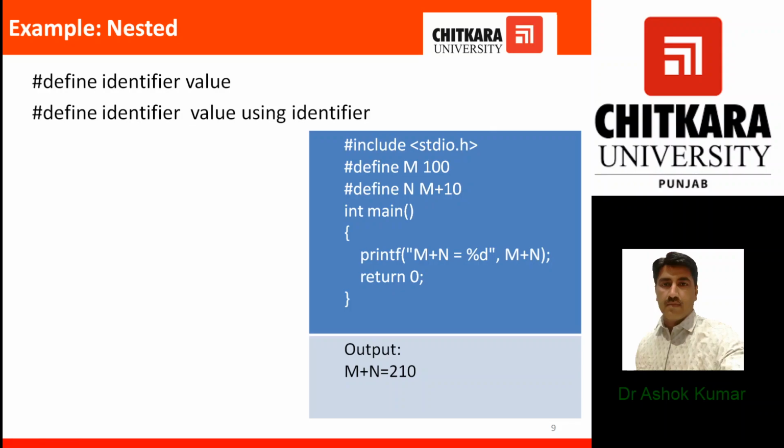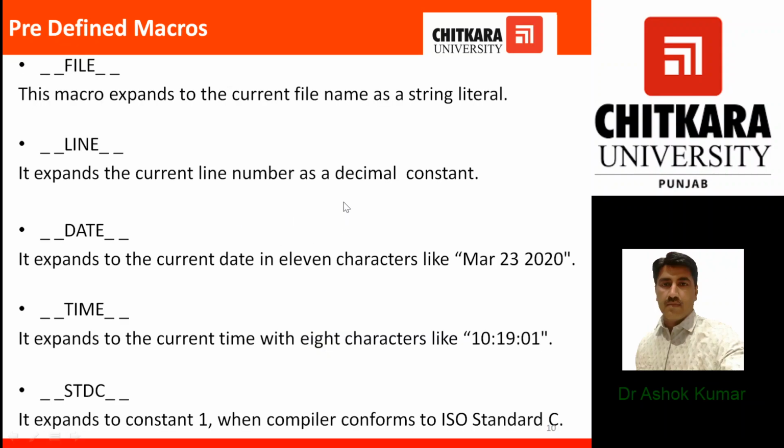So when you run it, it will replace this n with m plus 10. So this will become m plus 10, and every m will be replaced by 100. So this will become 100 plus 100 plus 10, so you will get 210. You are going to get the result 210 from this. I think it's clear to you.